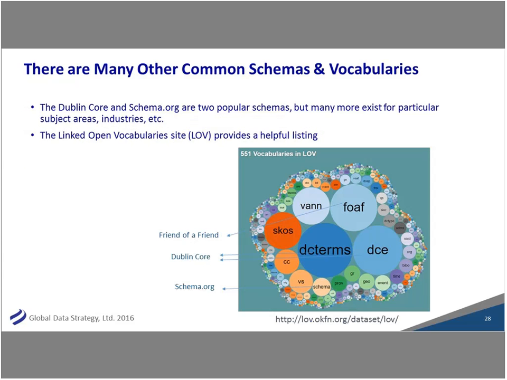There are other common schemas and vocabularies out there. Again, Dublin Core and schema.org are probably the two popular ones that come up if people are familiar with this and mention some. There's actually a site, the Love site, the Linked Open Vocabularies, and they kind of do a heat map of the different helpful listings of them.